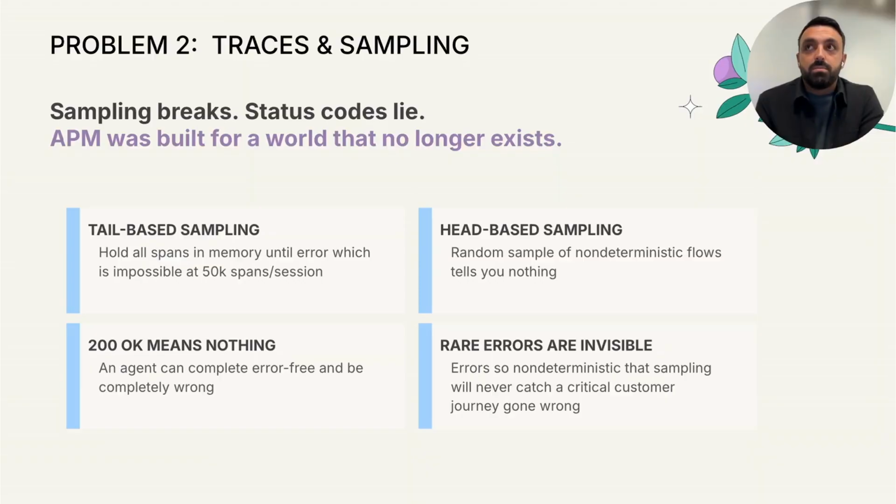And then there's the bigger issue. The 200 OK means absolutely nothing now. I'll say it again, 200 OK means nothing. In traditional systems, a successful status code usually meant the system behaved correctly. In agent systems, it only means nothing crashed. The infrastructure succeeded, the outcome can still be completely wrong. The agent may have used the wrong context, selected the wrong tool, hallucinated an answer, or misunderstood intent. No error does not mean correct anymore. And these failures are incredibly difficult to capture because they're often rare and non-deterministic. Sampling guarantees you miss the exact journey you needed to debug.